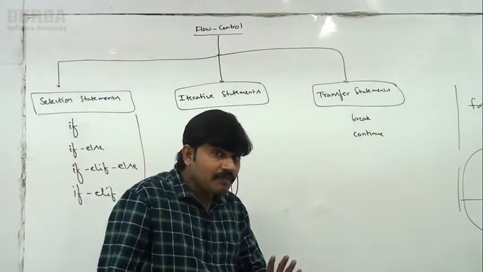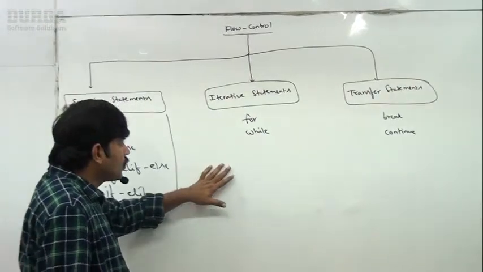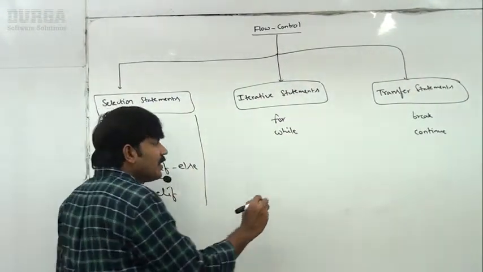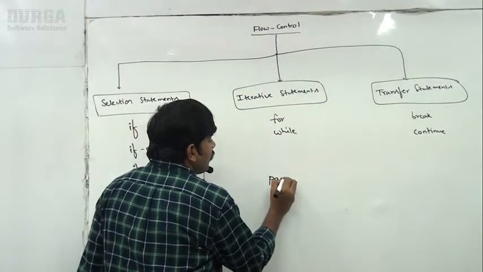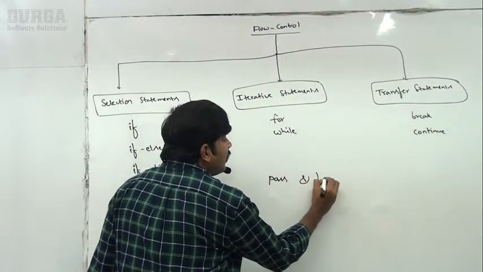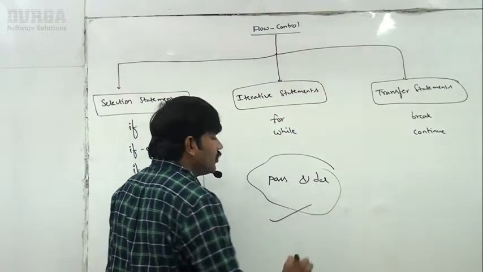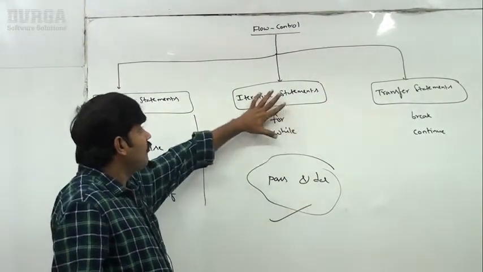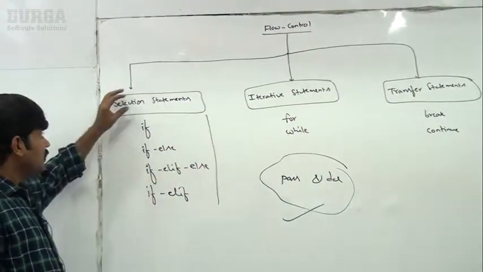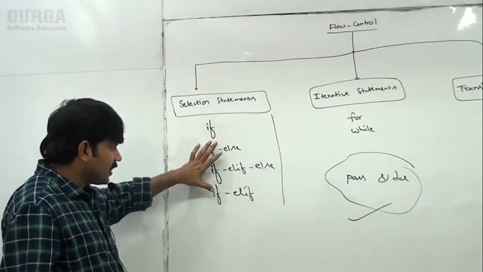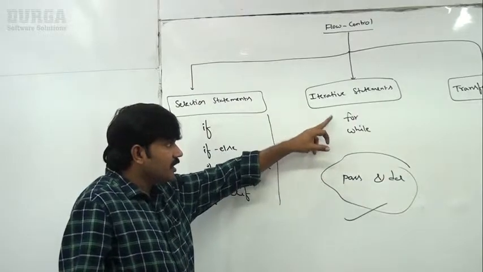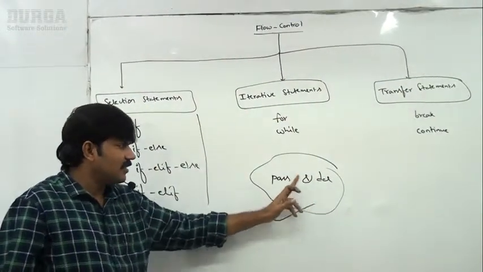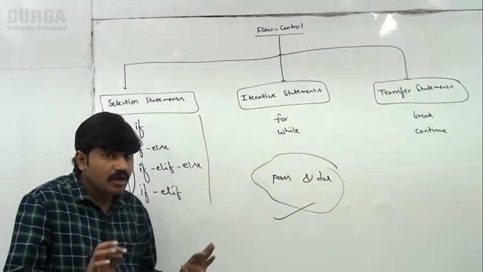All these things, as part of our flow control topic, we need to discuss in detail. After that, we also have to talk about the pass and del keywords. This is the agenda for our flow control. First I will start with selection statements, if-else-elif and so on, next iterative statements, and then transfer statements. After that, the special keywords pass and del I will also discuss, right?